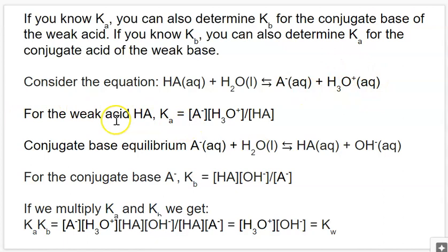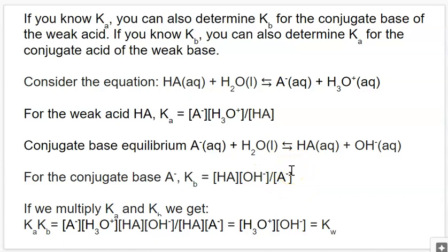And my equilibrium expression for that is going to be Ka is equal to the conjugate base times hydronium, aka H plus, over the original HA. And then for a conjugate base equilibrium, the A minus is our conjugate base. That's going to interact with water and take a hydrogen from it. And we end up with HA again and hydroxide in the solution. And our equilibrium expression here is going to be Kb is equal to HA times OH minus over the original conjugate base.